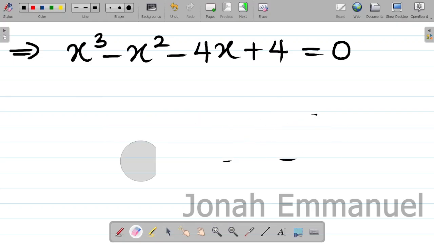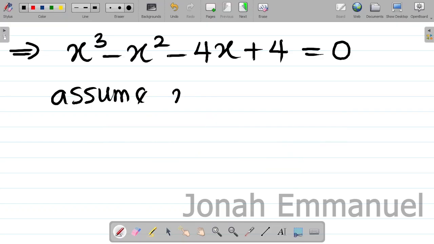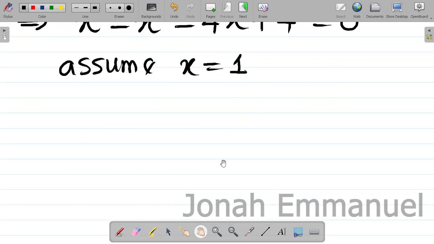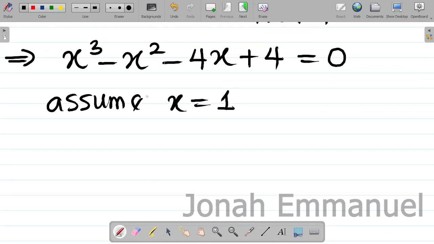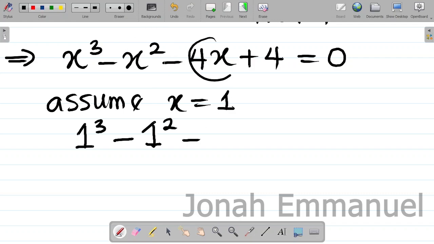But let's start with 1, right? So we'll say at x equal to 1, let's test it. So you say assume x is equal to 1. Let's see what this gives. If this gives us 0, good, we can proceed. If x is 1, that means x cubed here becomes 1 cubed. So we have something that looks like 1 cubed minus x squared becomes 1 squared. So minus 1 squared minus 4x becomes 4 times 1, then plus 4.